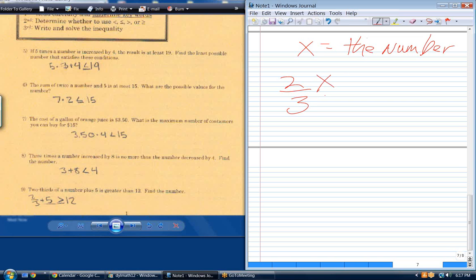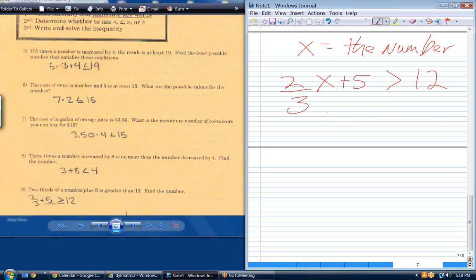So 2/3 of a number, there's the number, plus 5. What's the rest of it? Is greater than 12. Oh, okay. It just says greater than. No greater than or equal. Okay. So what's the next line?